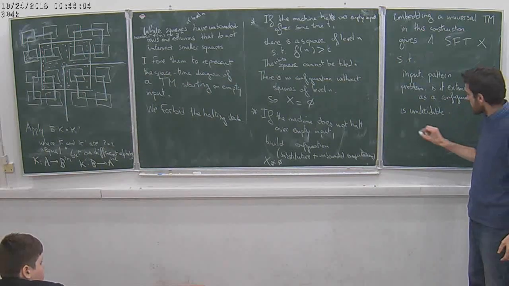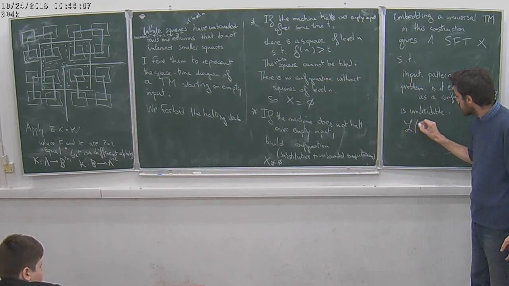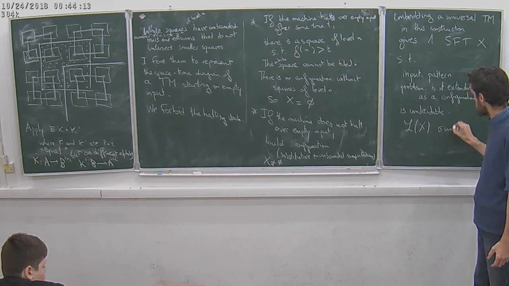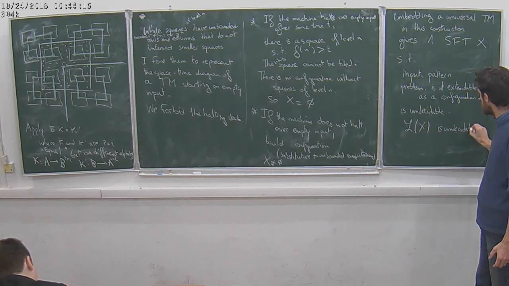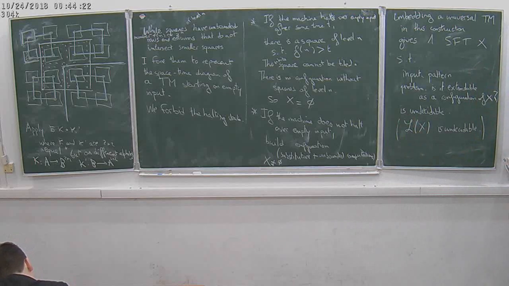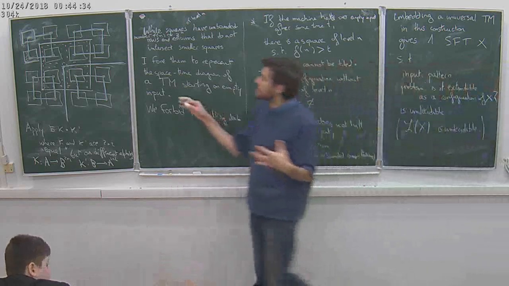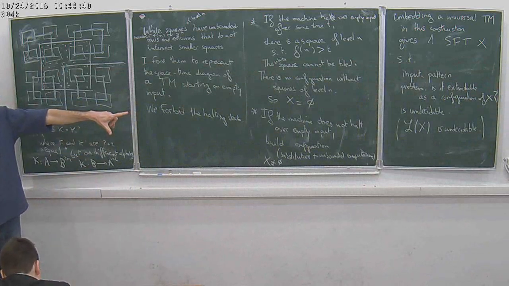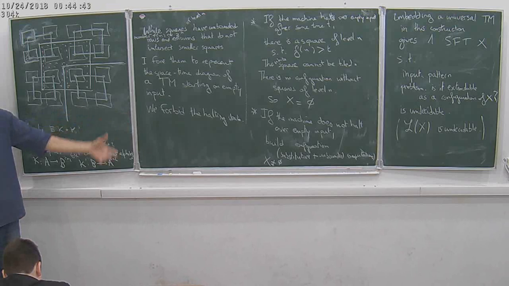So said differently, the language of X is undecidable. The language is the set of finite patterns. So you have a set of configurations which is defined by forbidding finitely many patterns. So it's very simple, it looks very, very computable. You just say, okay, I don't have 1, 1 and 1, 0, but the set of finite patterns that is defined is undecidable.